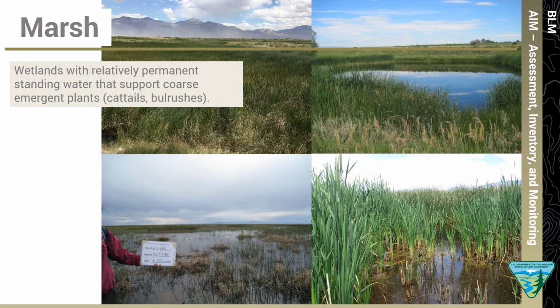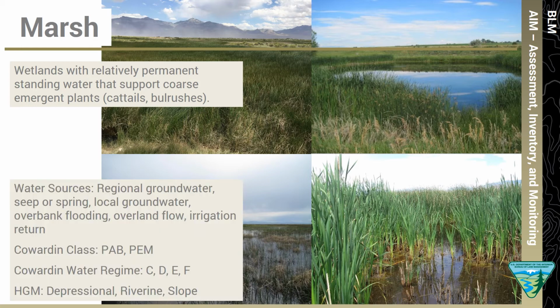Marshes are wetlands with relatively permanent standing water that support coarse emergent plants like cattails and bulrushes. These have higher standing water than wet meadows, and the dominant species are adapted to the higher water. Water sources can include regional groundwater, seeps or springs, local floodplain groundwater and overbank flooding if on a floodplain, overland flow, and irrigation return, or seepage.